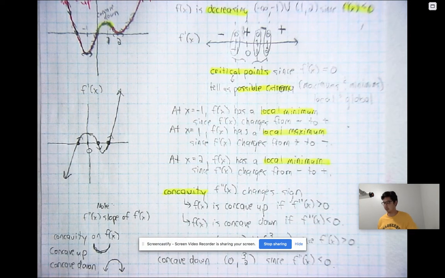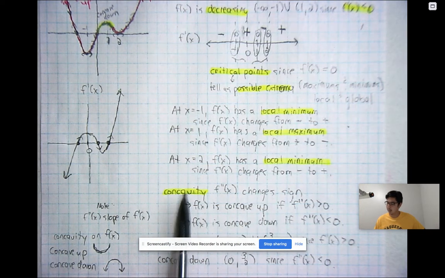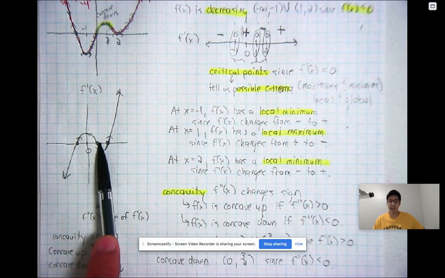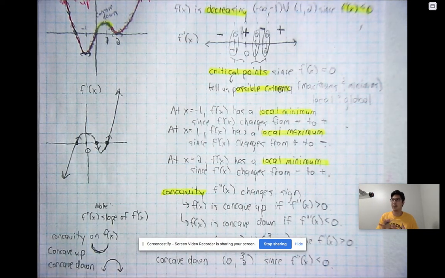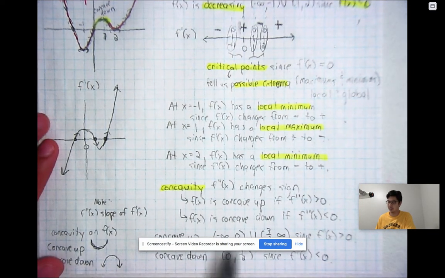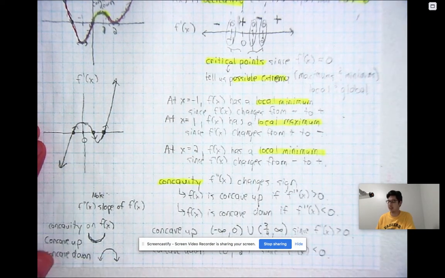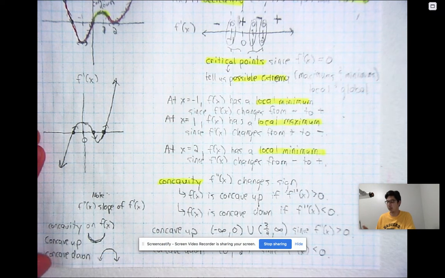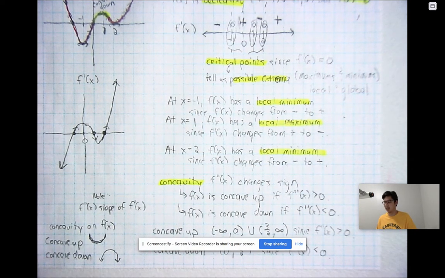Now, does this function have concavity? Yeah, it does, because f prime of x changes sign, and it has concavity at 0 and at 3/2. And then remember, make sure you understand that with concavity comes concave up and concave down, in which we looked at concave up as if the second derivative is positive, in which we used f prime of x to determine that, and concave down if the second derivative, the rate of the rate of change, is negative, which we used f prime of x to help us with that as well.